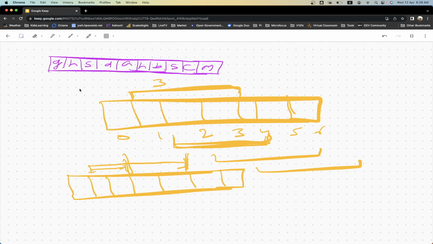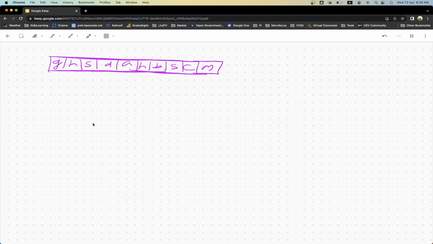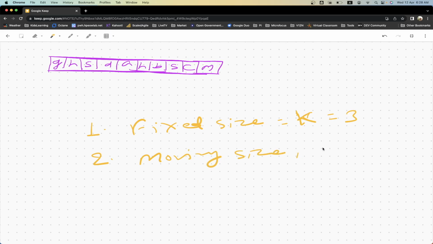So basically we have two kinds of sliding window problems. One is the fixed size, where the window size is given, suppose k is equal to 3 or 2, whatever. And second is the moving size, where you don't have a k value but you have to find the solution. Most string problems fall under the second kind, the moving size window.